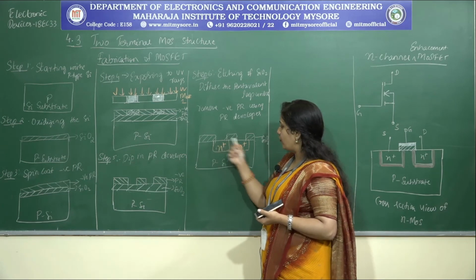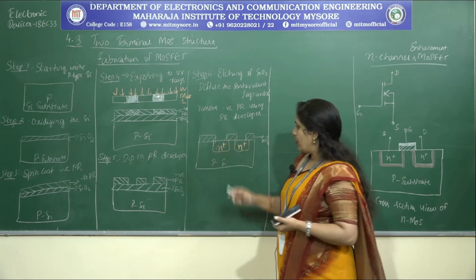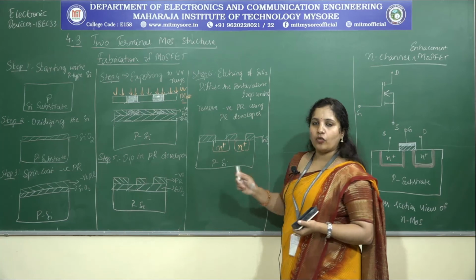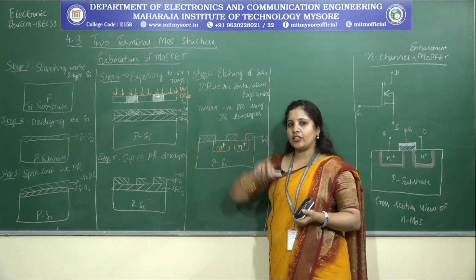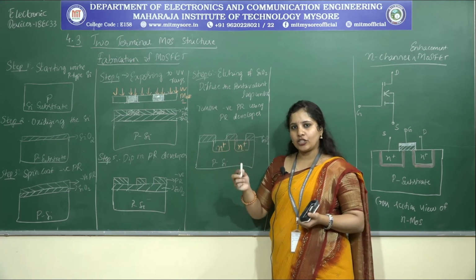There is little extension that you have to show at both the cases. And this is the structure that I have got. Now, after this, what do I have to have? I need to have a metal contact to get the source terminal, drain terminal and the gate terminal.